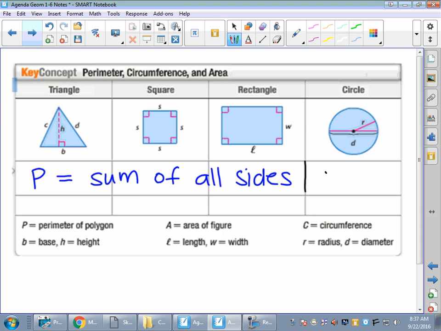The circle is going to be pi times the diameter, or circumference equals 2 times pi times the radius. Everybody's familiar with radius and diameter? Diameter is the whole way across. Radius is halfway across the circle, so always going to the center. So here's our perimeters. Next line down is going to be our areas.